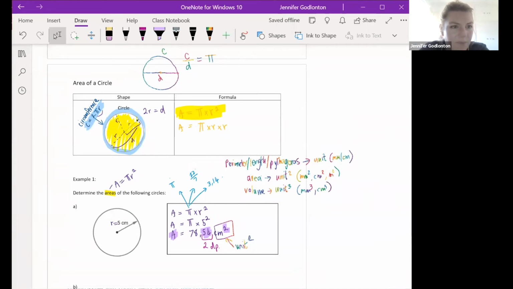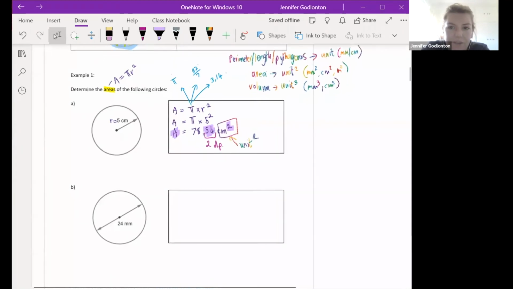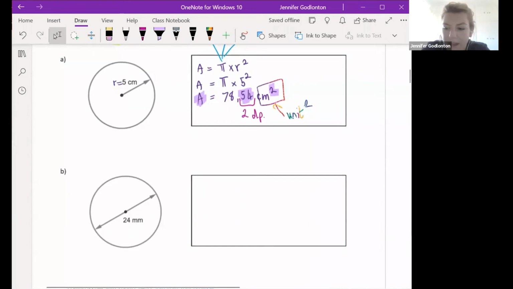Okay. Cool. All right, so that was our first example, just looking at this area when we were given a radius. The second one is very, very similar. Now we've got this 24. Is this 24 our radius, or is this 24 our diameter? What is that 24?